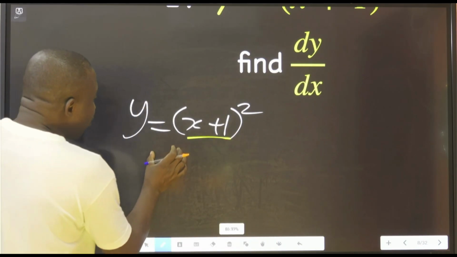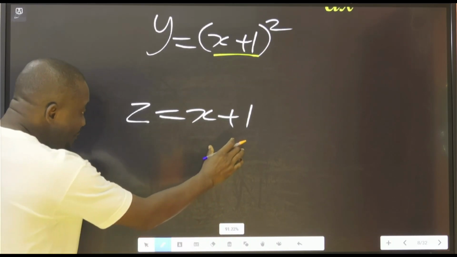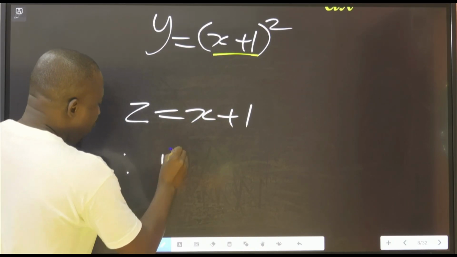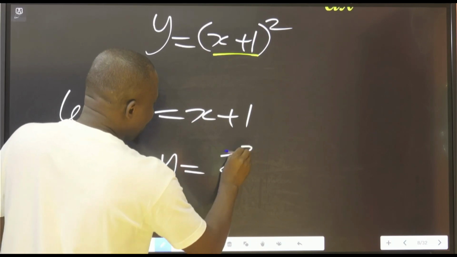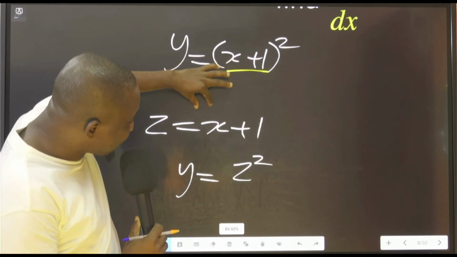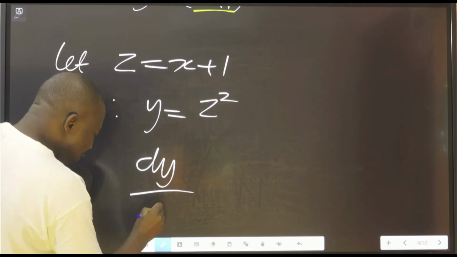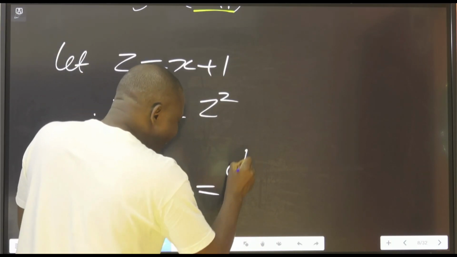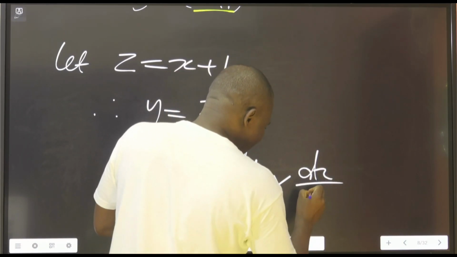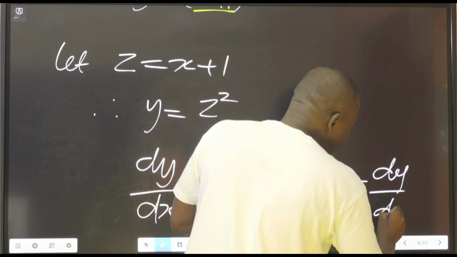So what we're going to do now, I'm going to say z is equal to s plus 1. It means therefore, say let z be equal to this. It means therefore, y is equal to z raised to power 2. So now, remember what we are looking for is not dy/dz, we are looking for dy/dx. The rule says dy/dx is equal to dy/dz multiplied by dz/dx. This and this will cancel. You are still going to have dy/dx.